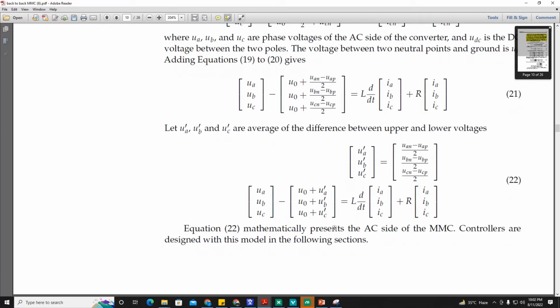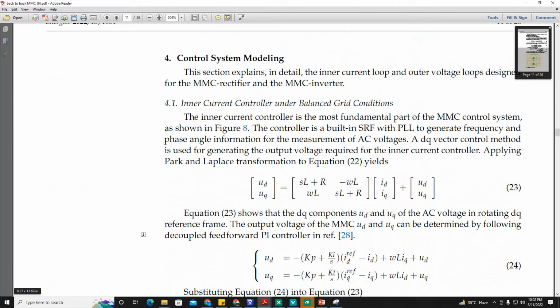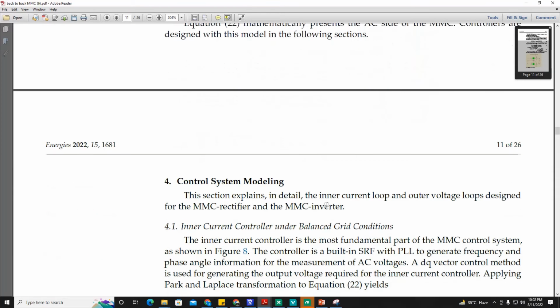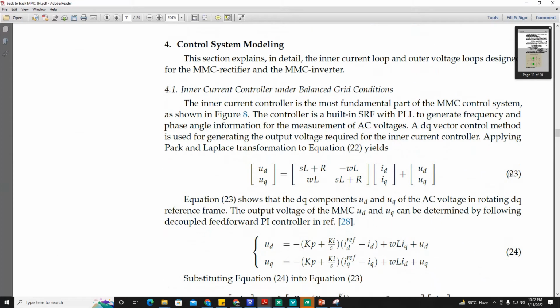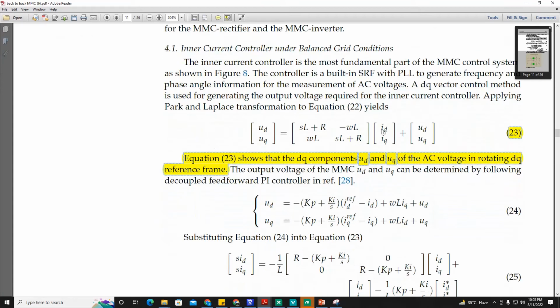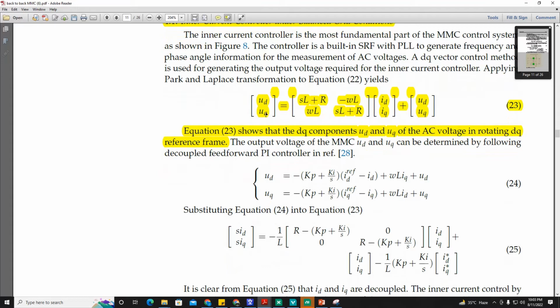So this equation represents the AC side of the MMC. So if you apply the Park and Laplace transformation on this equation 22, you will get this equation 23. If it is a balanced grid, then there will be only the positive sequence component, and there will be no negative sequence component and no zero sequence component. So first we are discussing when the grid is balanced. Applying the Park and Laplace transformation to equation 22 results in this equation. This is the D component, this is the Q component.